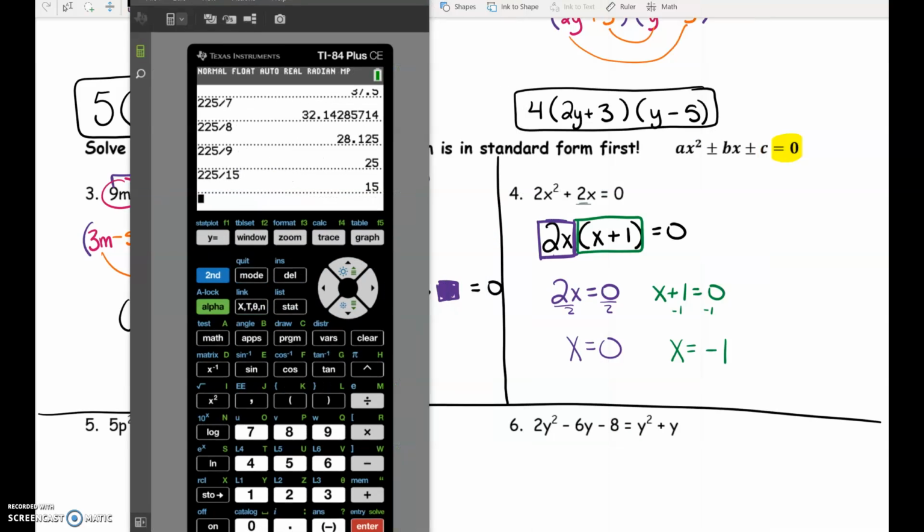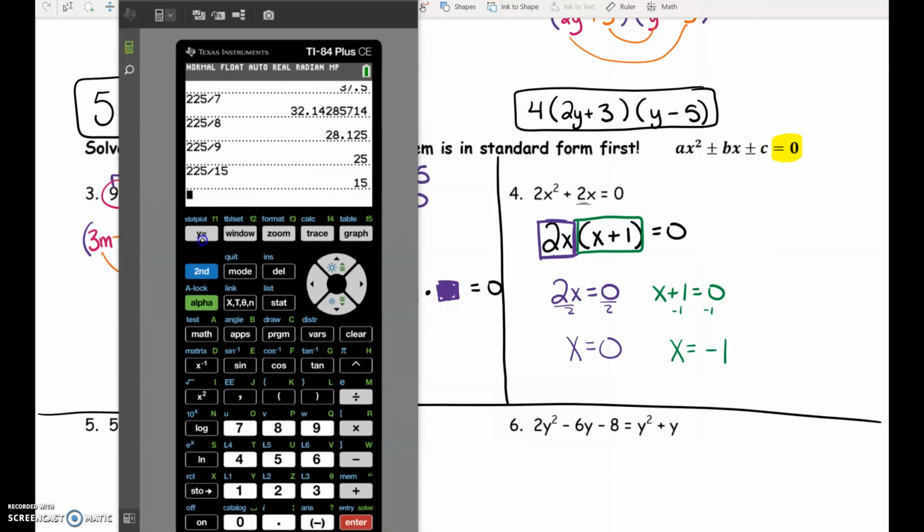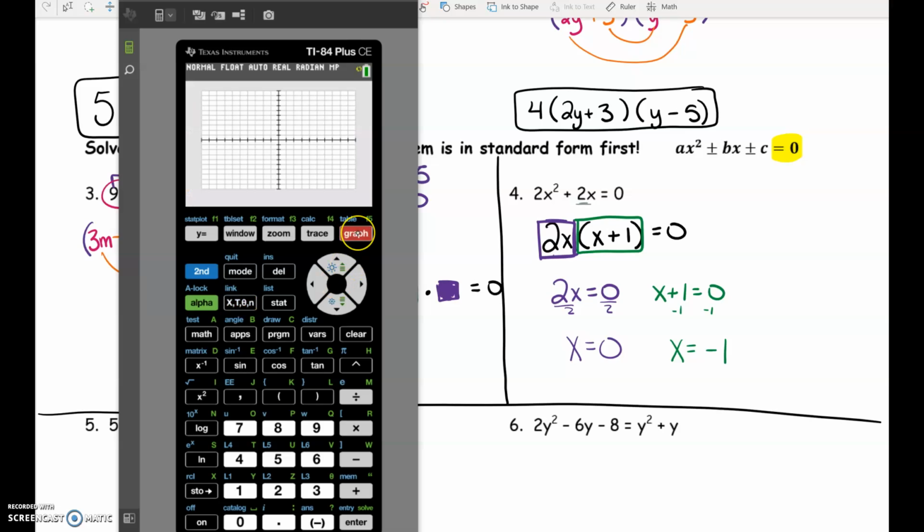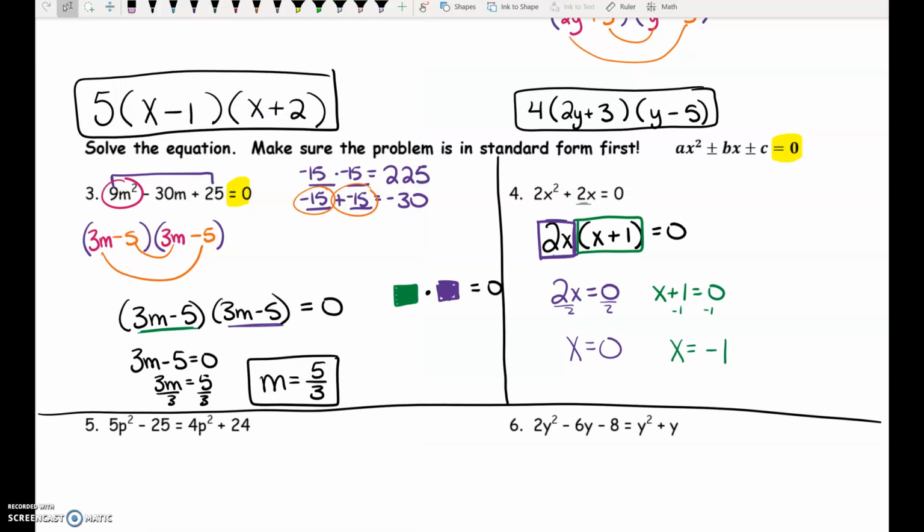Now, you guys might be annoyed by me, but I'm going to do this anyway. If I graph 2x squared plus 2x. Nope, that's not what I wanted. There we go. Notice it crosses the x-axis at -1 and at 0. So we just found the x-intercepts for the parabola that we originally started with. So these are our solutions.